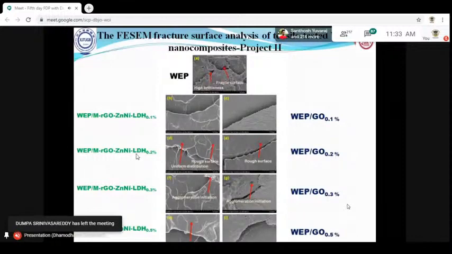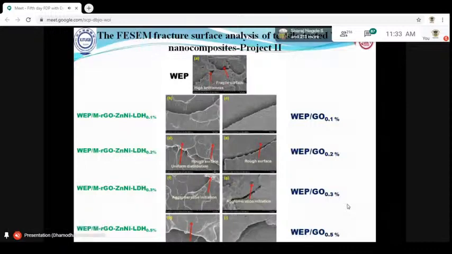So here we can see the fracture surface and high brittleness of the WEP, but here we can see the patches. Those patches are related to zinc nickel LDH patches. In the case of 0.28% zinc nickel LDH decorated GO with the WEP, we can see linear cracking, and also there is no agglomeration. But in the case of other concentrations, we can see agglomeration and also uneven cracking. In the case of GO, it is not even considered because it is showing a lot of fracture and agglomeration as well.